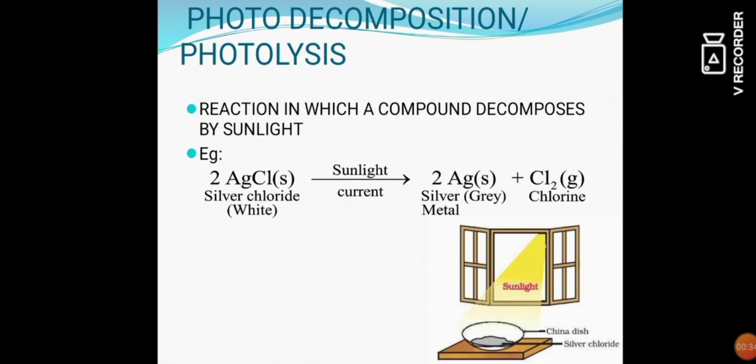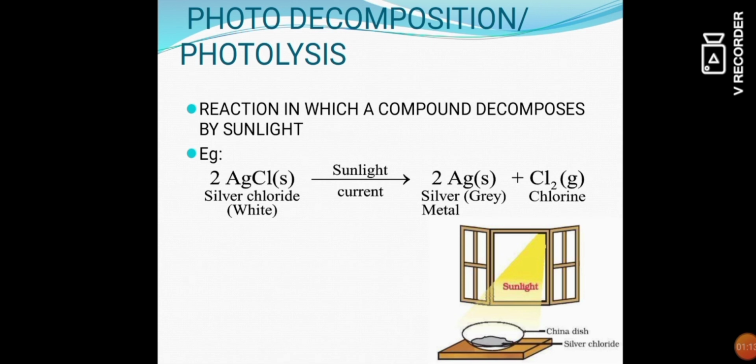An activity is given in your textbook, that is activity 1.8. Here we are taking silver chloride in a watch glass. After taking that silver chloride in a watch glass, observe its color. Place the watch glass under sunlight for some time. Here we can see that the color of silver chloride changes. In this reaction, the compound silver chloride decomposes or breaks as a reactant under sunlight.